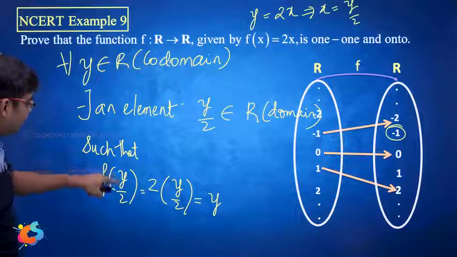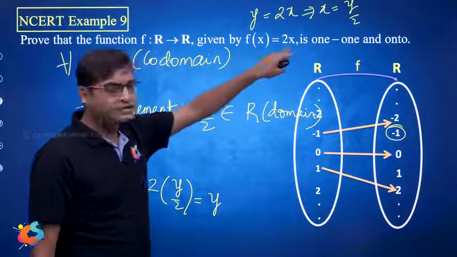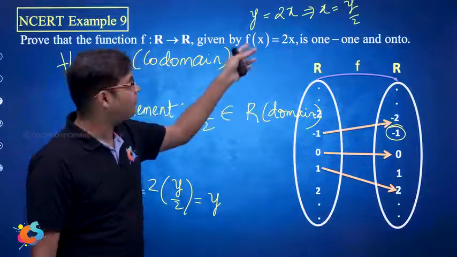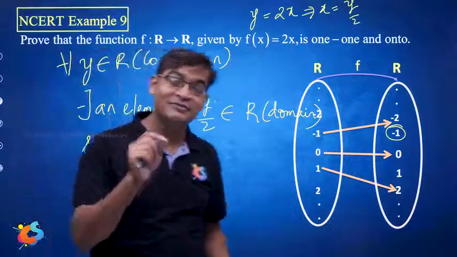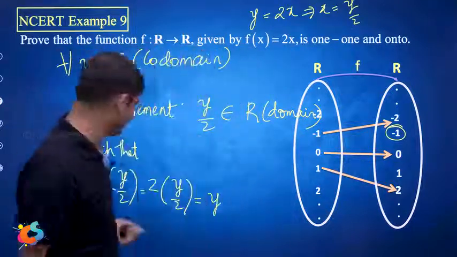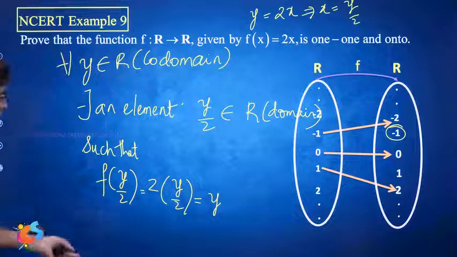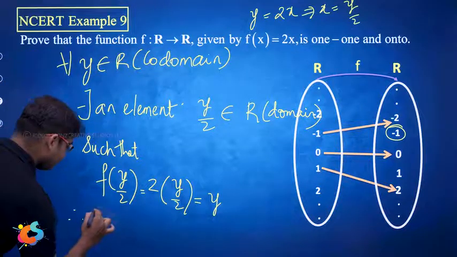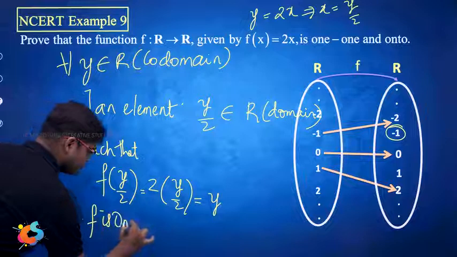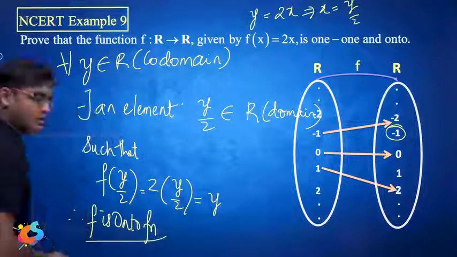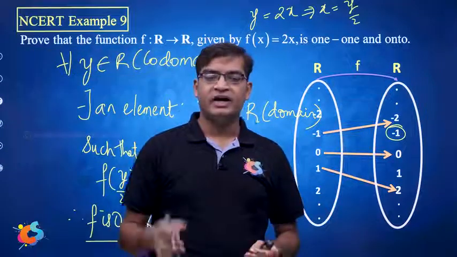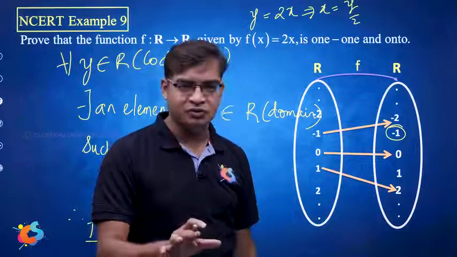So f of x is 2x, f of p will be 2p, f of laddu will be 2 into laddu, right? So therefore, f of y by 2 will be 2 into y by 2. So therefore, you got y. That's all. So therefore, f is an onto function. Got it? So what did we prove? f is a 1-1 function and f is an onto function also.